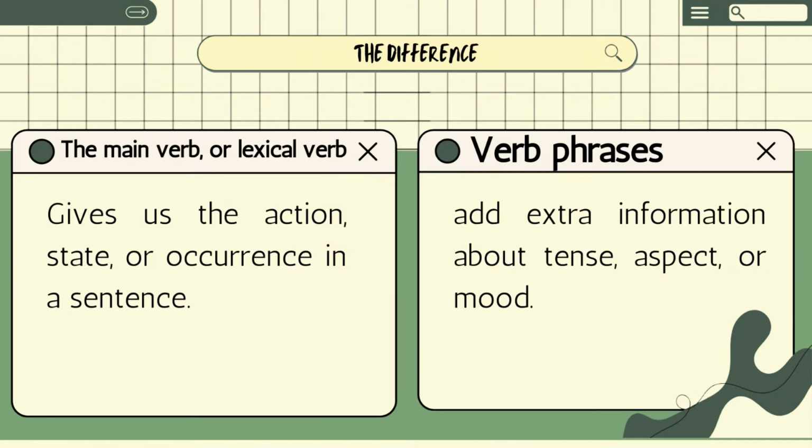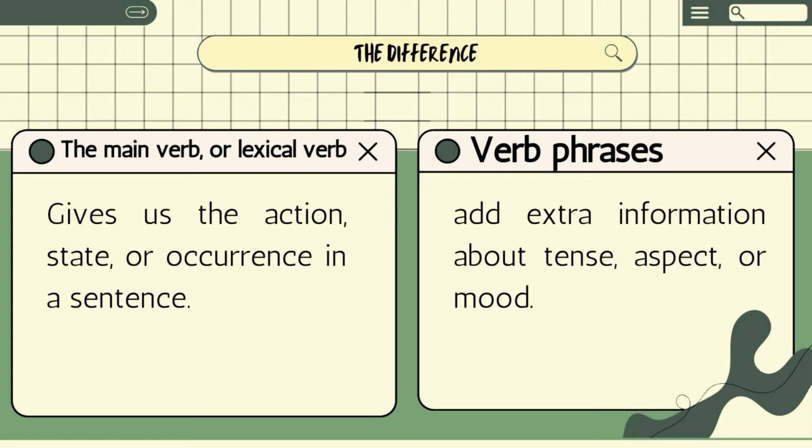Now let's look at verbs. The main verbs, or lexical verbs, give us the action, state, or occurrence in a sentence. Verb phrases can also include auxiliary verbs, which add extra information about tense, aspect, or mood. There are modal auxiliaries like can or must, which express possibility or necessity, and primary auxiliaries like have or be, which form progressive and perfective aspect.